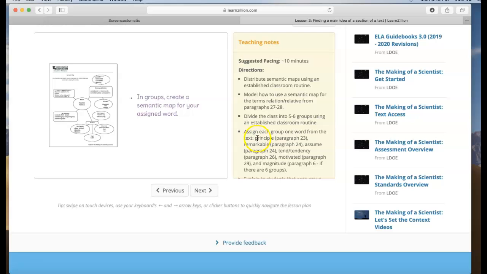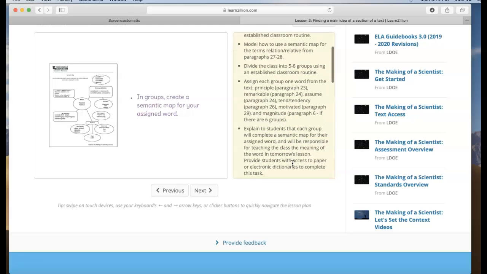So the first group will have the word principle in paragraph 23. The second group will have the word remarkable in paragraph 24. The word assume in paragraph 24. Tendency in paragraph 26, motivated in paragraph 29, and magnitude. There's not this last group, so I'm going to do the magnitude by myself.